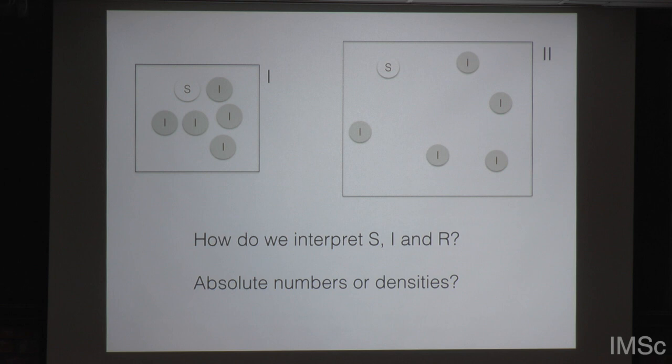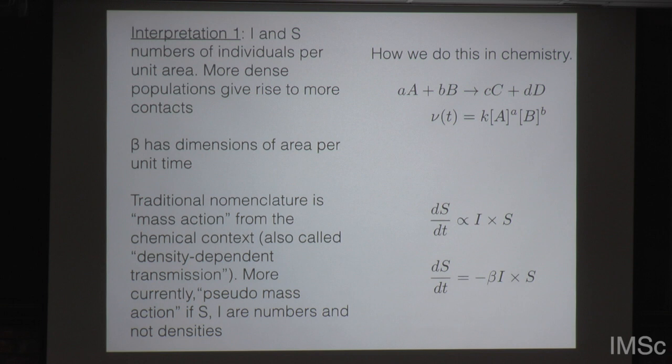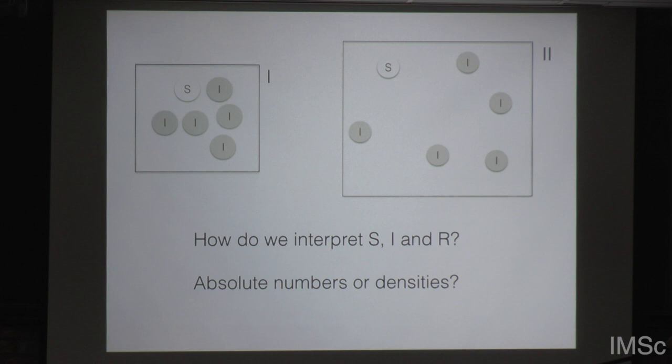This is the same number of people in two different areas. The reason that this might be different is you might think that if you have the same number of people in a much larger area, you tend to contact each other less. So if you have a disease that spreads through contact, it's obviously a better situation than that.